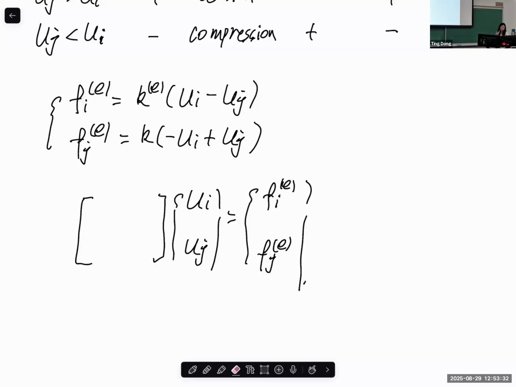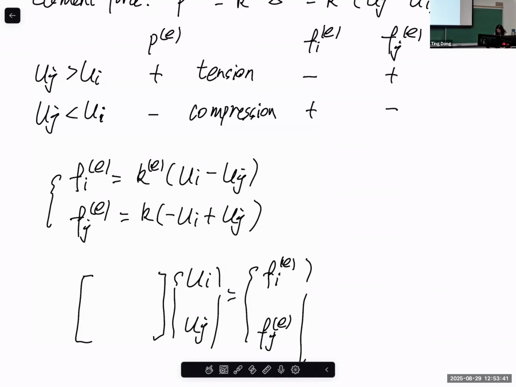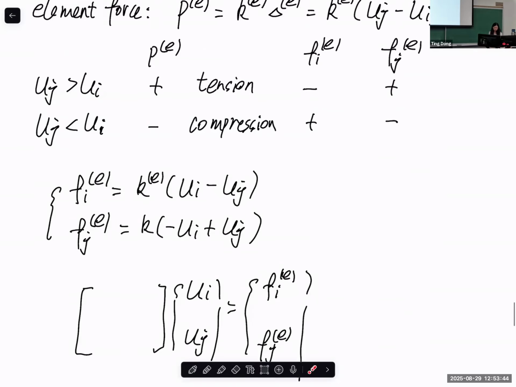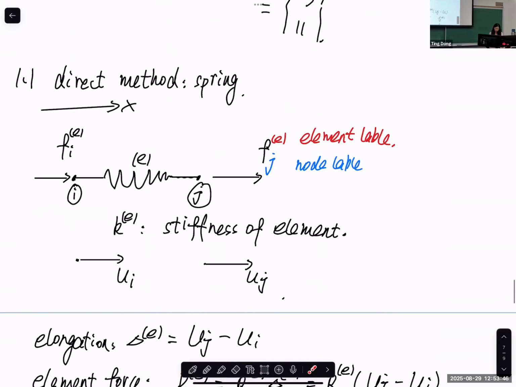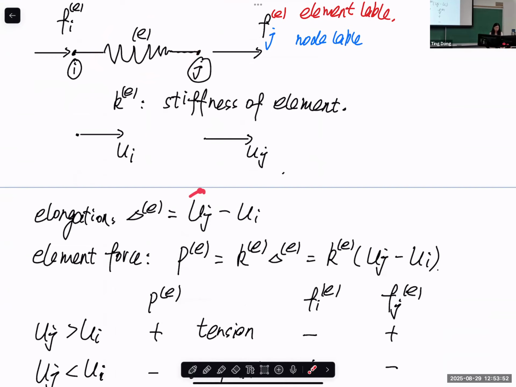So let's continue with the content from last time. We talked about this single spring element. We had the elongation, which is the displacement of the second node minus the displacement at the first node, Uj minus Ui. It becomes the elongation of the spring element. And we know that the element force, which is the internal force, is equal to the spring force, equal to K times this delta, right? K is the stiffness of that element.